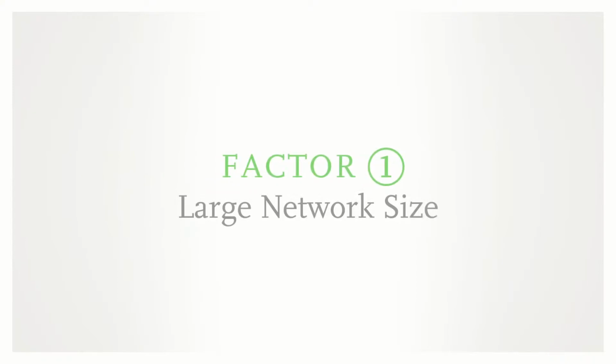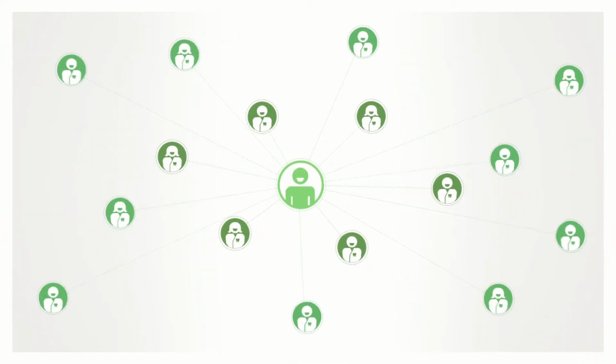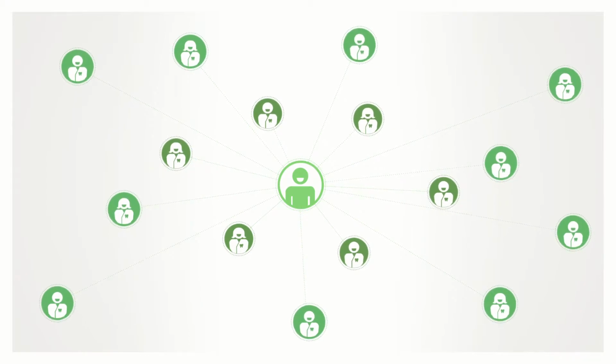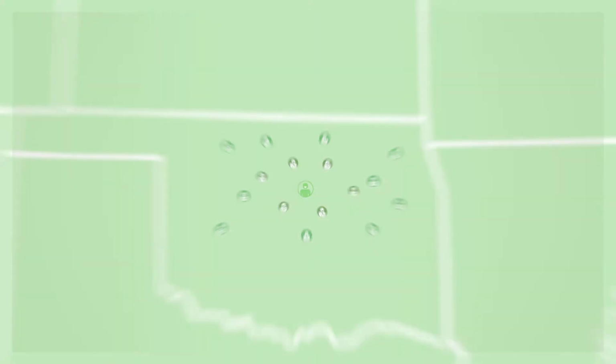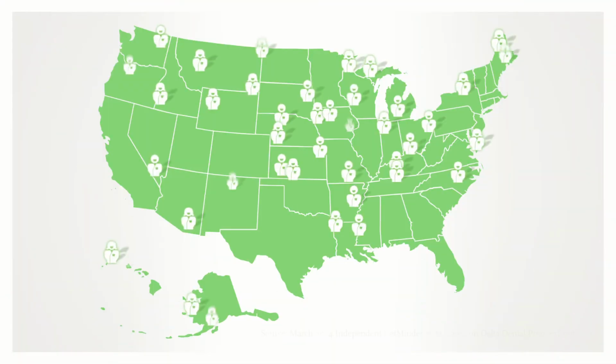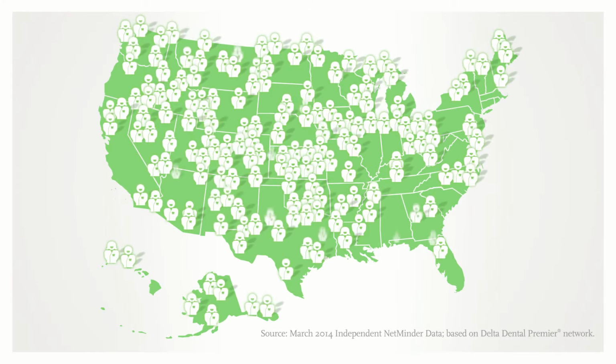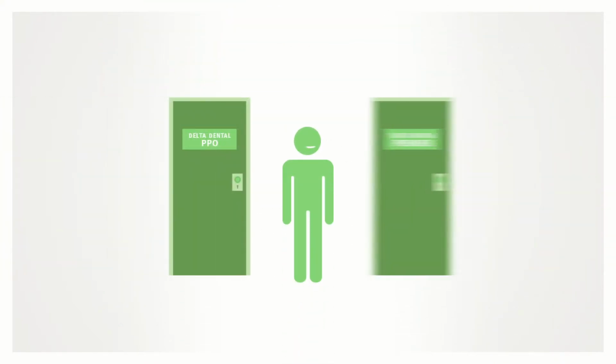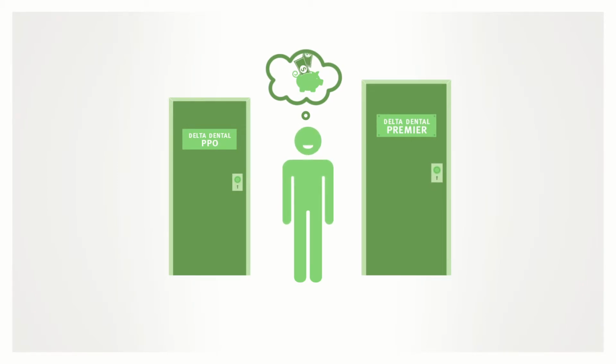Three key factors influence Delta Dental's ability to deliver the industry's best effective discount. The first factor is our large network size. Other dental carriers typically only offer access to a PPO network. Delta Dental, on the other hand, offers both our PPO network and our unique Delta Dental Premier Network. Together, they ensure access to the largest network nationwide, including nearly 145,000 unique dentists. Our enrollees can choose dentists from either network, enjoying savings when they visit Premier dentists and greater savings when they select PPO dentists.